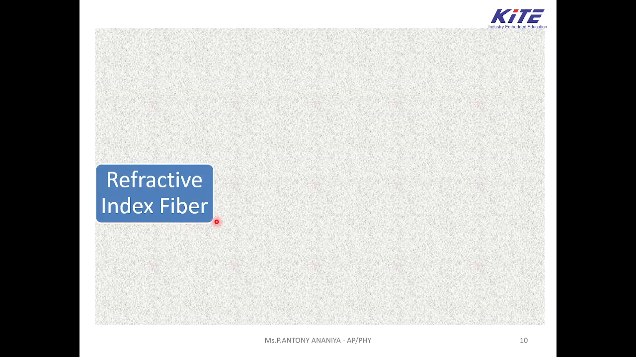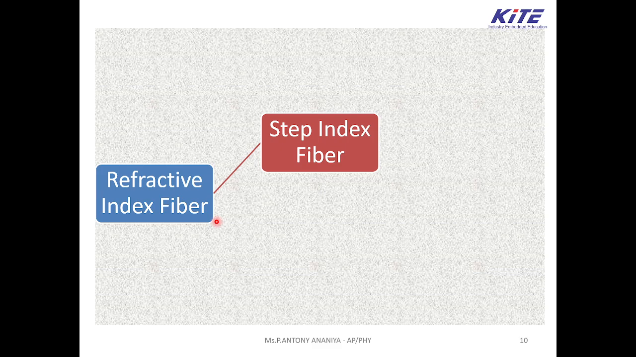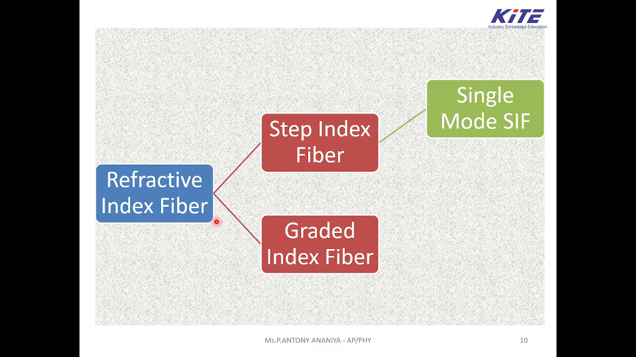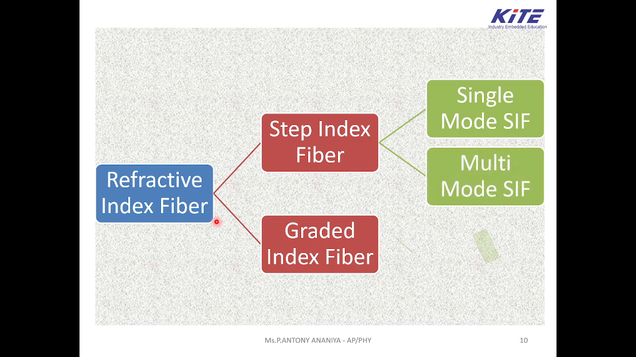Next, refractive index fiber. There are two kinds of refractive index fiber. The first one is step index fiber, the second one is graded index fiber. In step index fiber, there are two modes: single mode step index fiber and multi-mode step index fiber. In graded index fiber, only multi-mode is available.